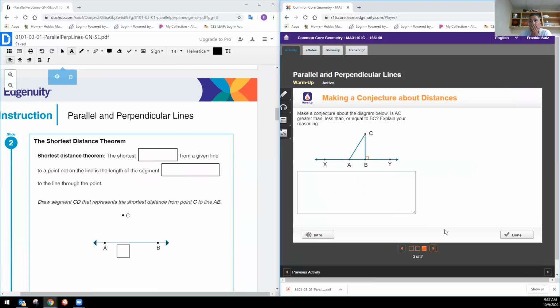Okay. Make a conjecture about the diagram below. Is AC greater than, less than, or equal to BC? AC, BC. In my opinion, that's going to be longer because the shortest distance between any two points is a straight line. Well, this one, if I was to extend it down here, I'm thinking that it's going to go down here. So I think it is greater than.